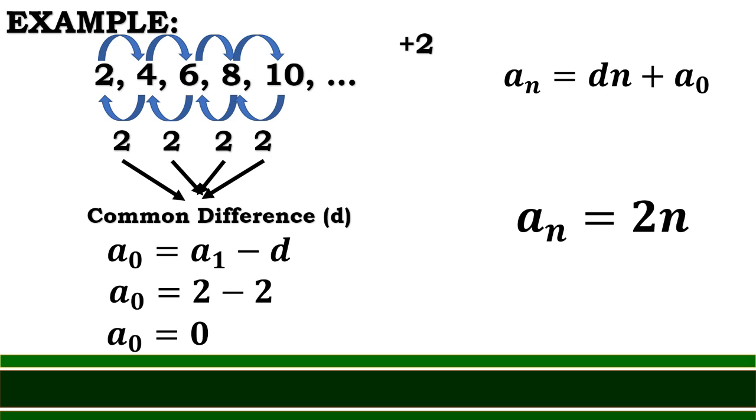So let us try to check. Let us try to check if we are going to find the fourth term of this sequence. So the fourth term is 2 times 4 will give you 8. Okay.